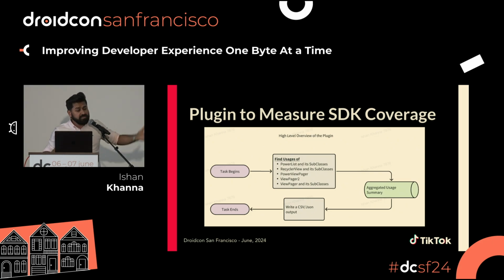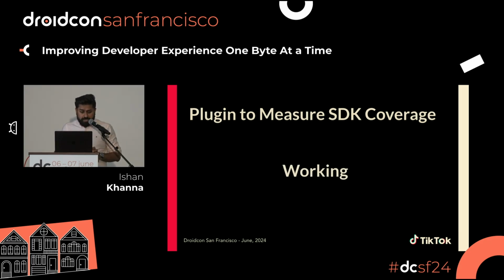When you begin the task for this plugin, it's going to find the usages of, let's say, a power list, a recycler, a power view pager, or the view pager, which comes from the Error SDK, and then all of its subclasses. And subclasses are very important because you could essentially extend from it, and somebody could extend from you, so you also want to capture those metrics in your report. Once you have all that data, you aggregate that summary, and then you write it to a CSV or a JSON file, and at that point, your task essentially ends. So how does the working of this plugin look?